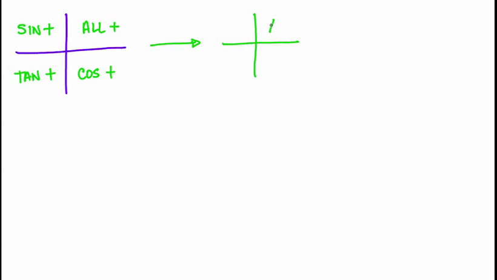So in summary, there are always 2 quadrants in which the ratios are positive. All of the ratios are positive in the first quadrant, and then sine and its reciprocal are positive in the second quadrant. Tangent and its reciprocal, cotangent, is positive in the third quadrant, and cosine and secant are positive in the last quadrant. And the easiest way to remember this is with a little acronym, ASTC.